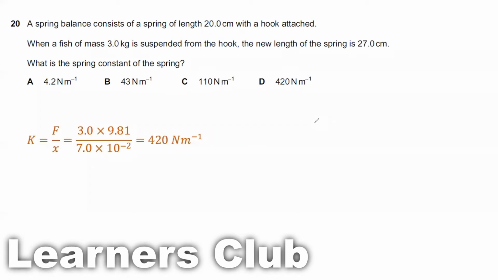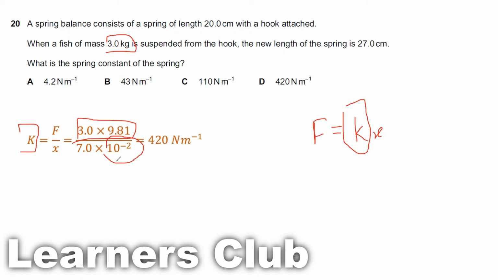We know the formula from Hooke's law: F is equal to spring constant times extension. Making k the subject, the spring constant is force over extension. The force is the weight of the 3 kg, so 3 times 9.81 gives the weight, which is the force downwards. The extension is 7 centimeters, and centi is a prefix of 10 to the power minus 2. So we get the answer as 420 Newton per meter, which is option D.